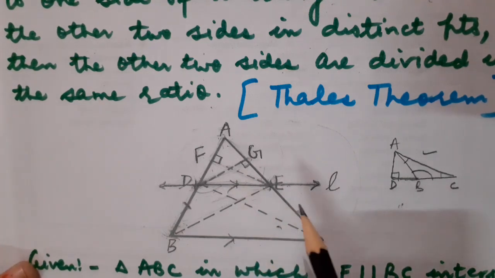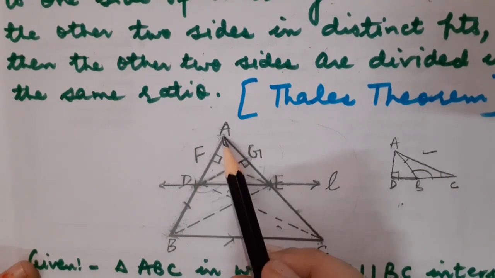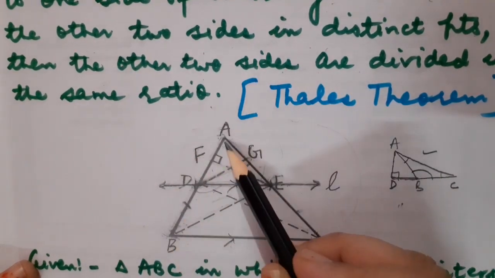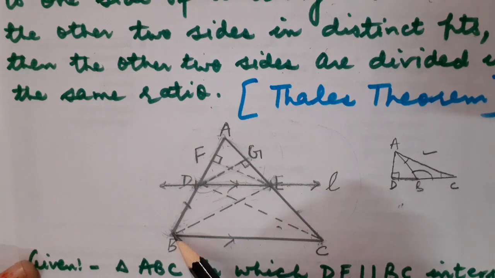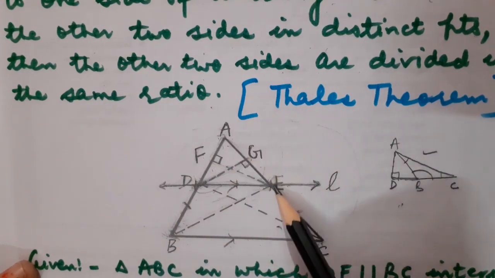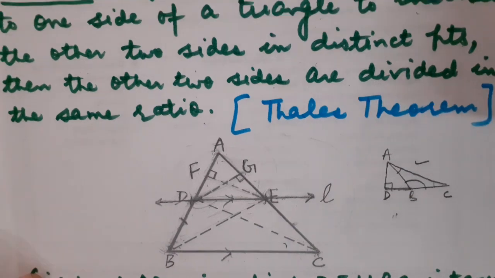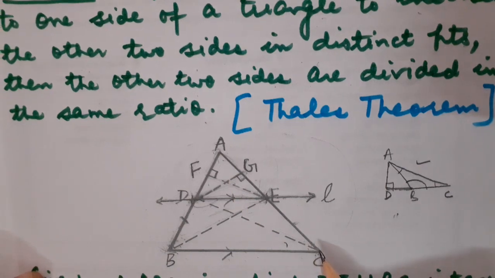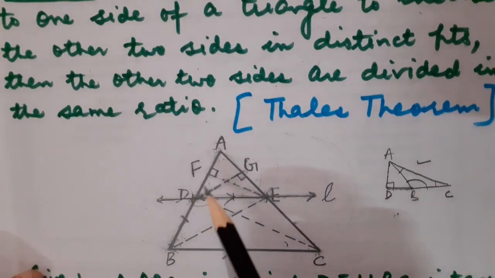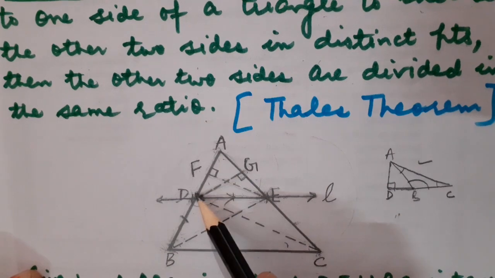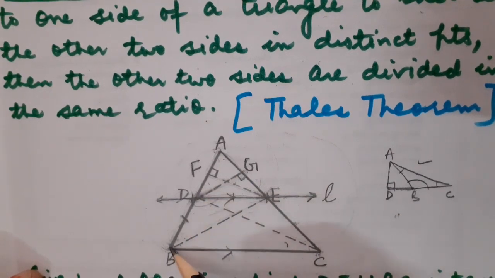In corollary, what did we learn? That AD upon AB, this smaller part divided by a bigger part, must be equal to AE upon AC. Correct, students? Through this parallel line, children, you can see that AB as well as AC are basically divided in two parts. So in corollary, either you can take this part AD or you can take DB also.